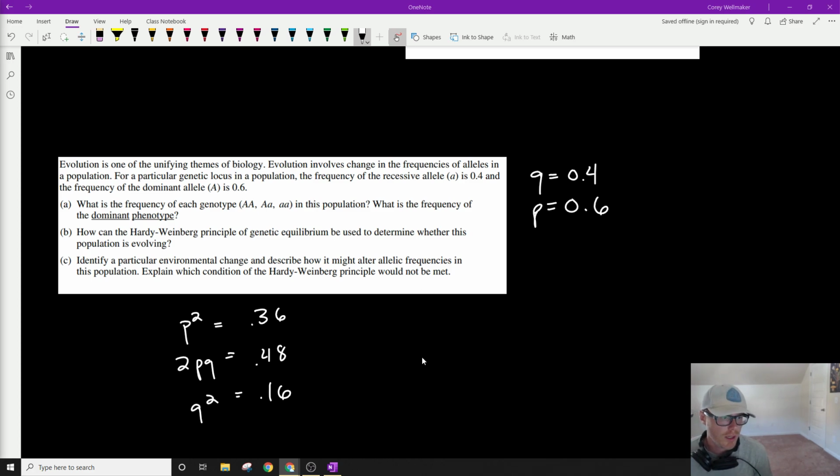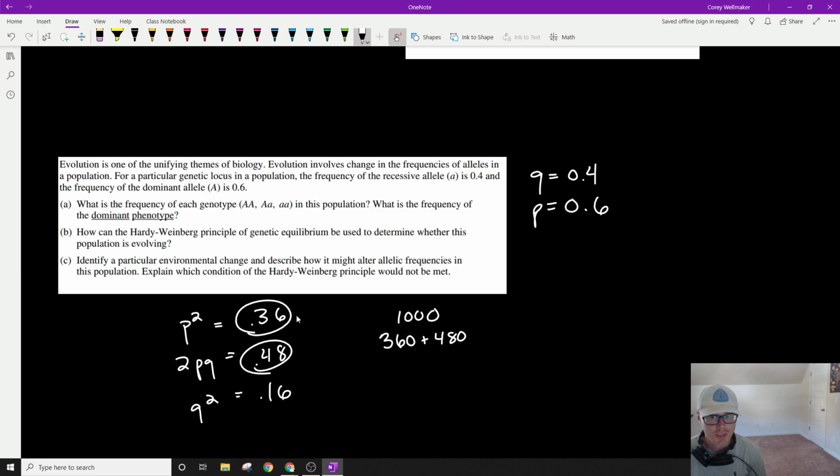You might get a problem where I actually give you the population size and I say it's 100 individuals or 1,000 individuals, and then I ask you what is the number of individuals who show the dominant phenotype. So assuming that the heterozygous looks the same as the homozygous dominant, then the number of organisms that show the dominant phenotype is just 360 plus 480, because you're taking this percentage and this percentage, multiplying it by the total number of organisms in the population, and then adding them together.